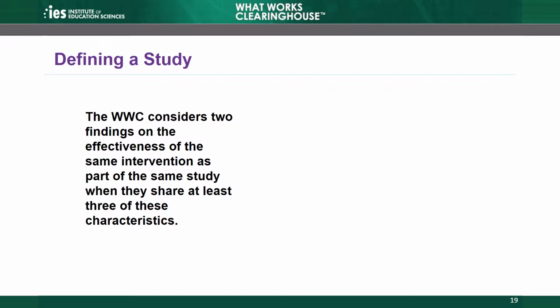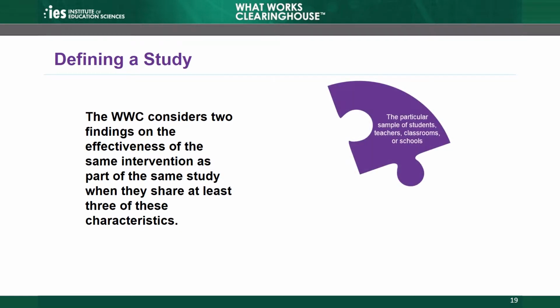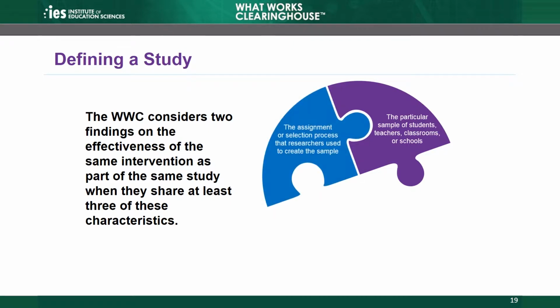These study characteristics include the study sample. This is the set of students, classrooms, teachers, or schools that the study analyzed. Findings from analyses that include some or all of the same sample members may be related. The assignment or selection process used to create the intervention and comparison groups in the study sample. A random assignment process is one way of creating the study sample. Another way is to form groups by matching students who received the intervention to comparison students who did not.